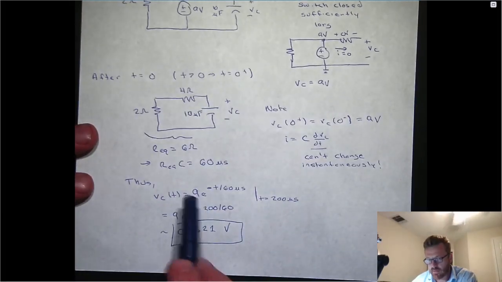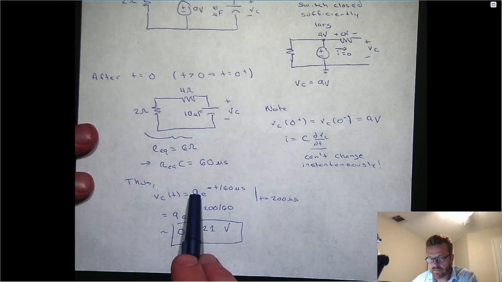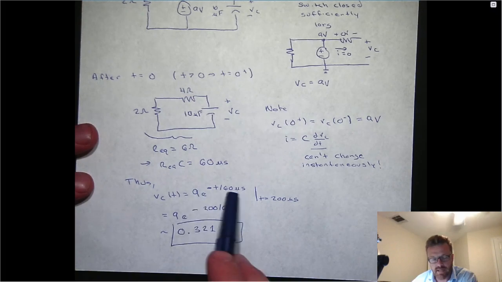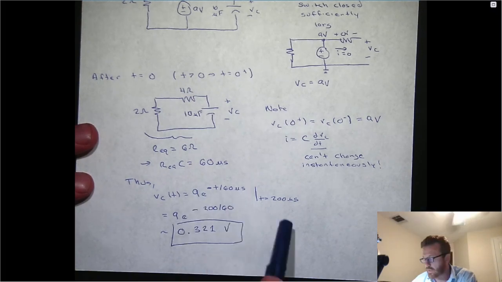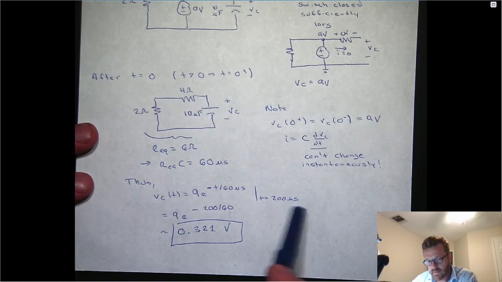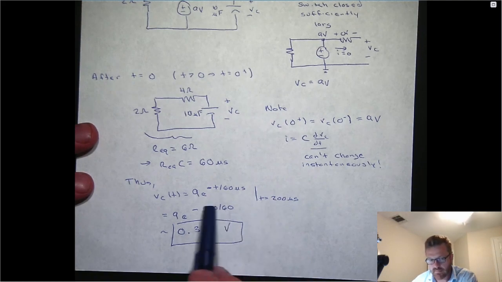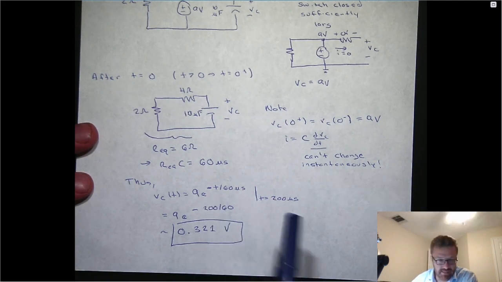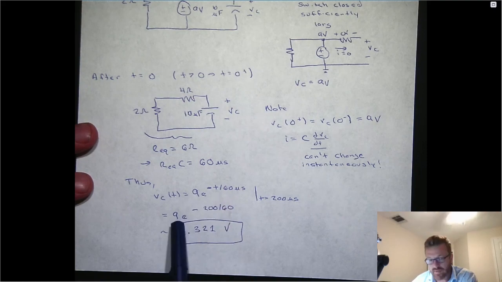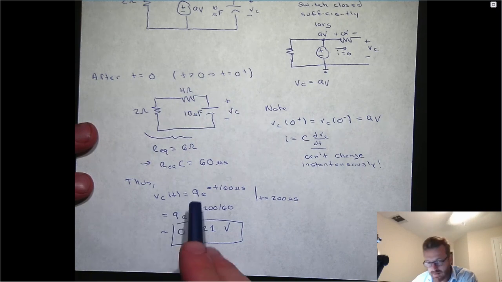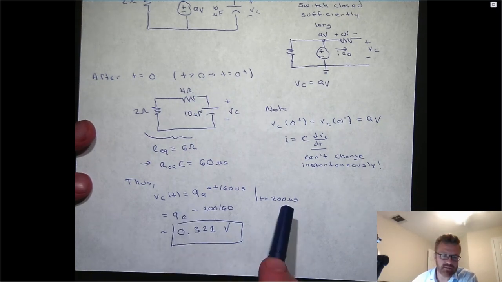So the way that this circuit is going to work is it's going to have the 9 initial volts decaying exponentially with a time constant of 60 microseconds. We want to find it at 200 microseconds. When you plug in 200, that's just going to be basically 20 divided by 6, or 3 and change. And if you put that in a calculator, you'll get 0.321 volts. So that's decayed all the way from 9 volts almost down to 0 in 200 microseconds.